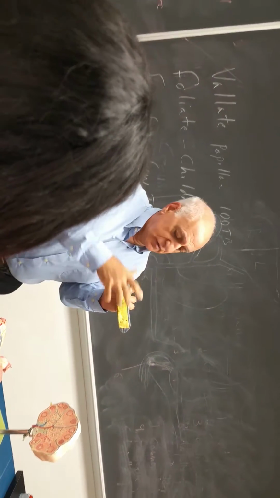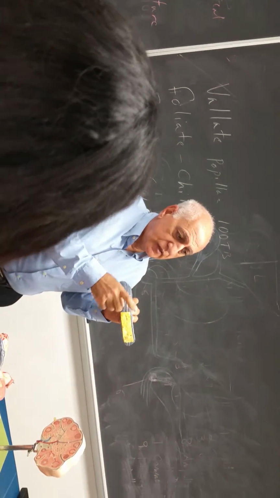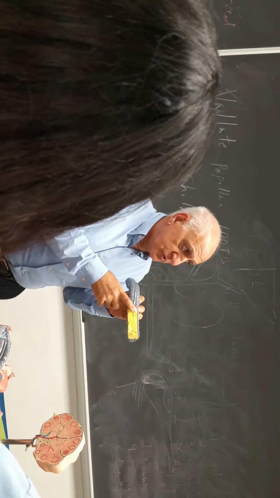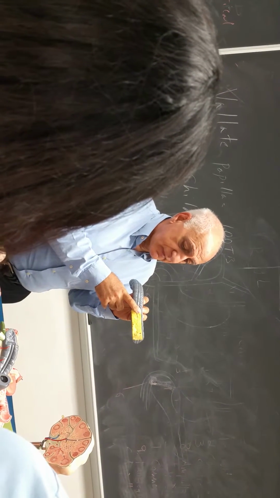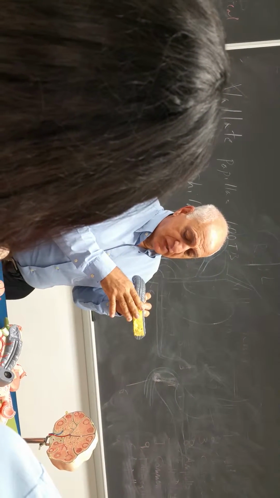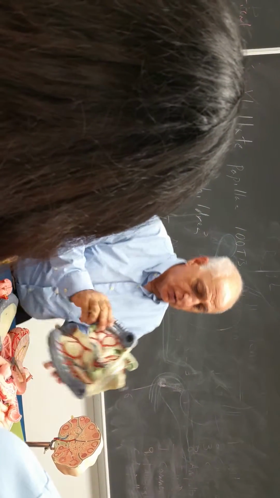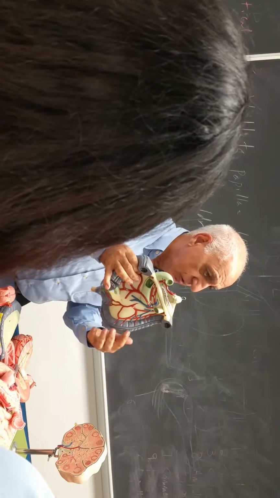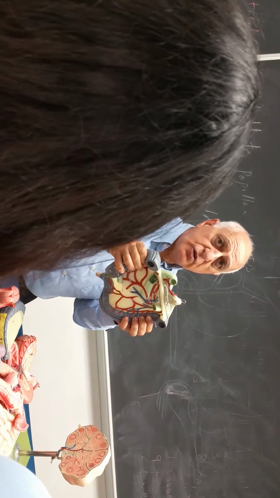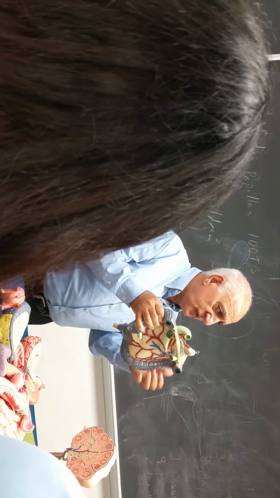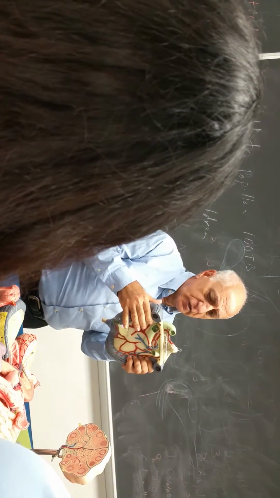Sorry, you call this mesentery transverse mesocolon. Transverse mesocolon. Okay, that's the mesentery of the transverse colon, because ascending and descending colon, these two, they don't have mesentery because they are retroperitoneal. So ascending and descending colon are retroperitoneal.